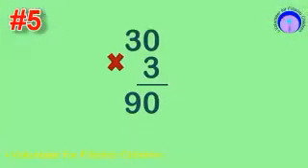Item number 5. Kindly read the sentence twice. "30 times 3 is equal to 90. 30 times 3 is equal to 90." Kindly read.